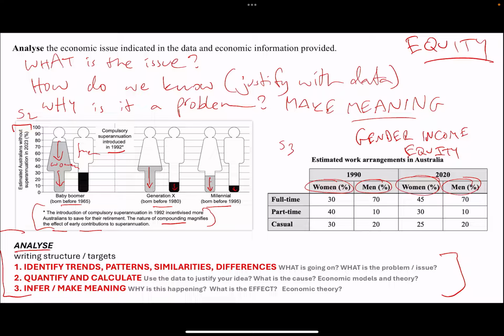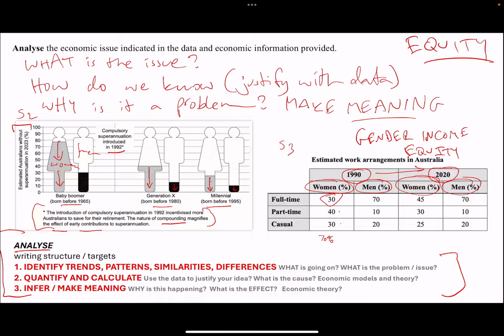And we start to see here estimated work arrangements in Australia. We see women in 1990 to now. So we can look at a trend now from 1990 to 2020. We can start to pick up on our trends. Women, full-time work, 30% of women were in full-time work, 40% were part-time, and 30% were casual.